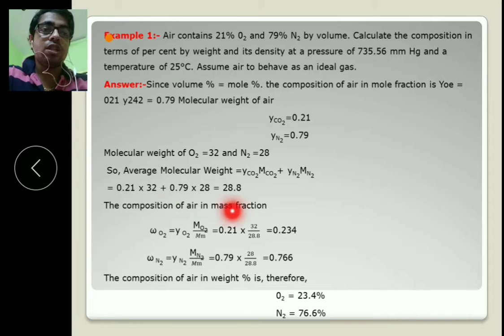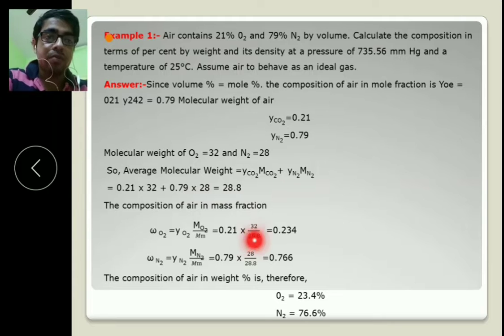The composition of air in mass fraction: mass fraction is yi mi by mm. yi is 0.21, m oxygen is 32, average molecular weight mm is 28.8. From that we find it is 0.234, and mass fraction of nitrogen we find is 0.766. So composition in weight percent, we have to multiply mass fraction by 100. So we find oxygen 23.4, nitrogen 76.6. Okay, next.